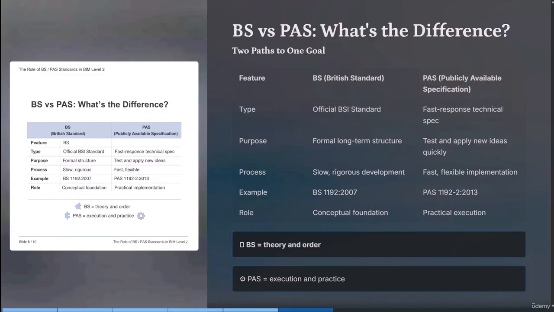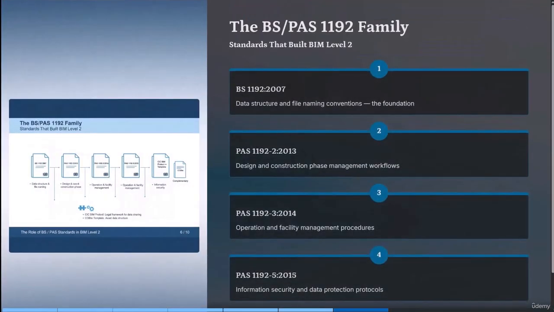I mean, the maturity life cycle starts from BS, then PAS, and then 19650. While the British standard specified theory and order, PAS introduced executive and practical solutions. In the following slides, we're going to talk about the details of BS and PAS. Firstly, with BS 1192-2007, it is related to data structure and file naming conventions and also the foundation standard. We talked about this before: WIP, archived, shared, and so on.